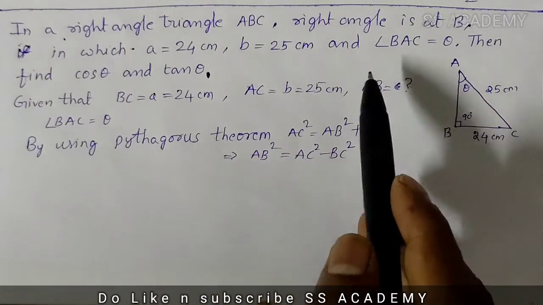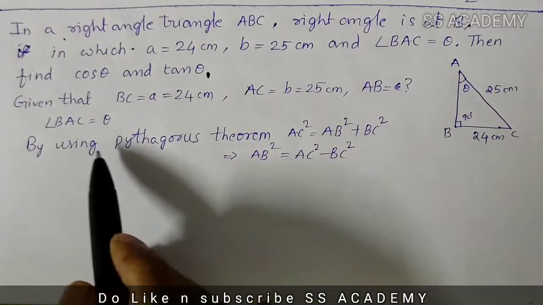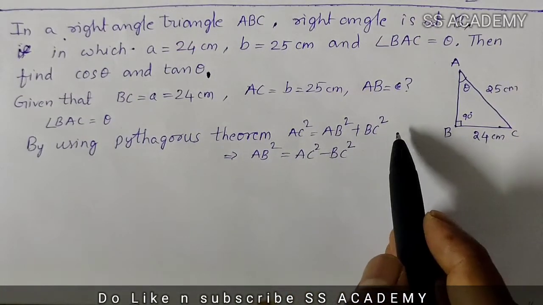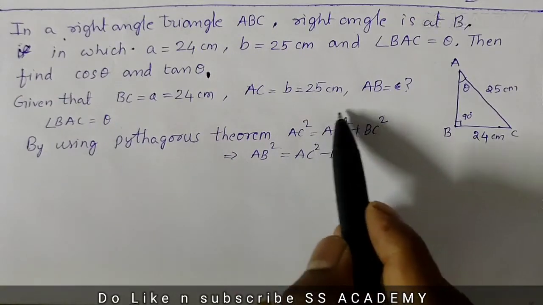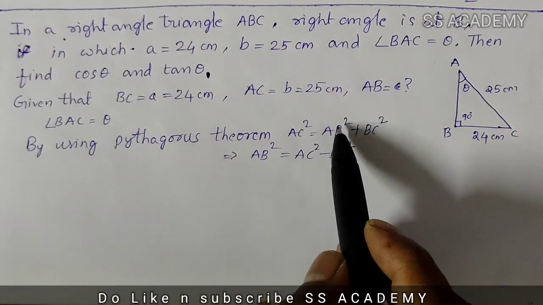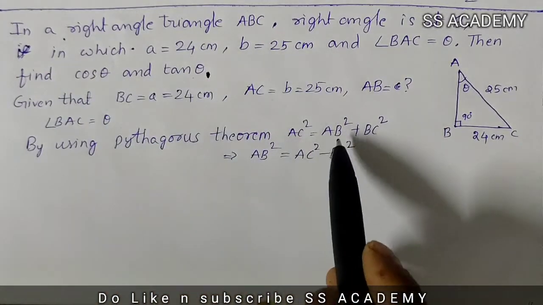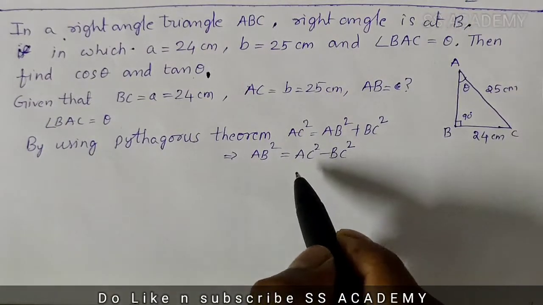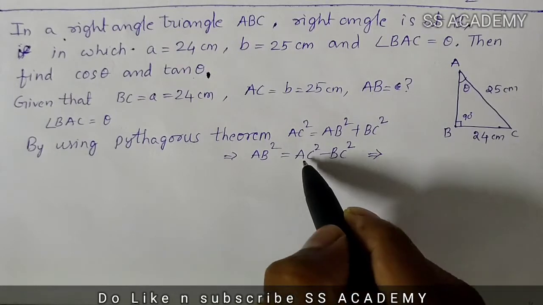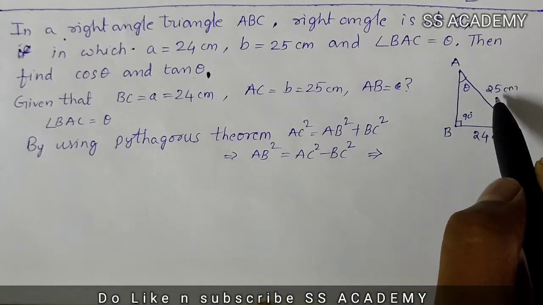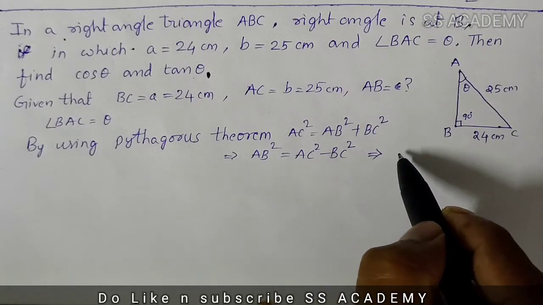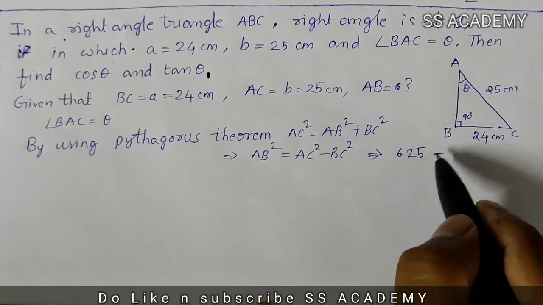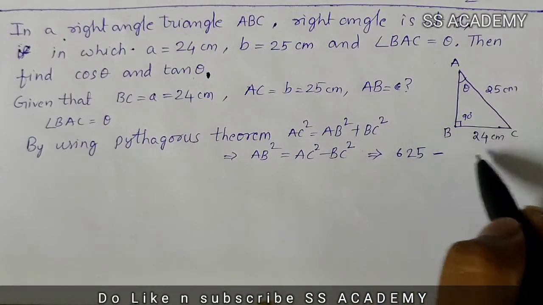Since it is a right angle triangle, I'm using Pythagoras theorem. We can write AC square equal to AB square plus BC square, and we need to find AB square first to get the values of cos theta and tan theta. So AB square equals AC square minus BC square. Here AC means 25, so AC square becomes 25 square, which equals 625, minus BC square. The value of BC is 24.